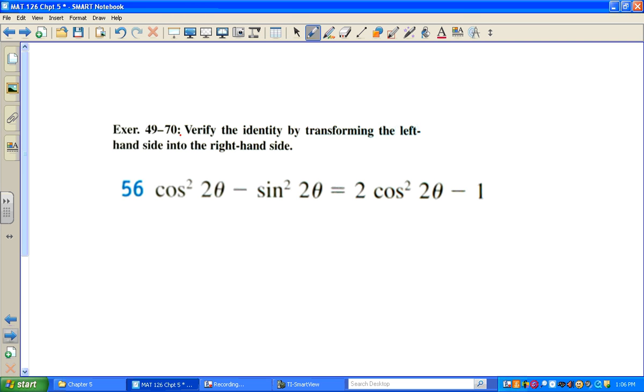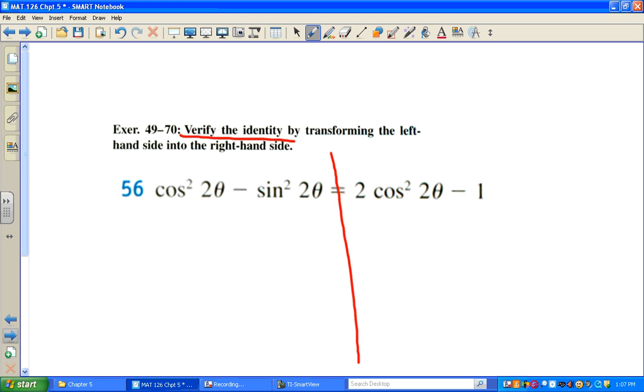Where it says verify the identity, you're not allowed to cross the equal sign with any type of mathematical operation. You can't multiply to both sides. You can't divide to both sides. You can't add or subtract to both sides. You're restricted to working one side only until it matches exactly the side you're not working with.